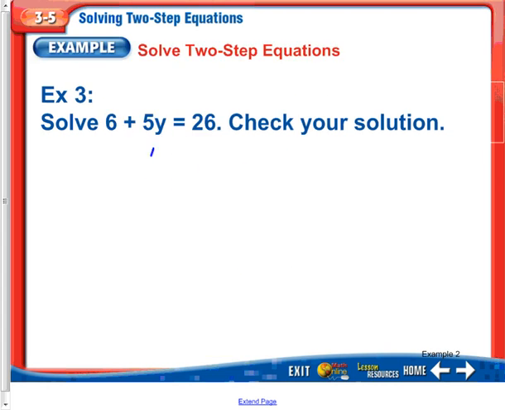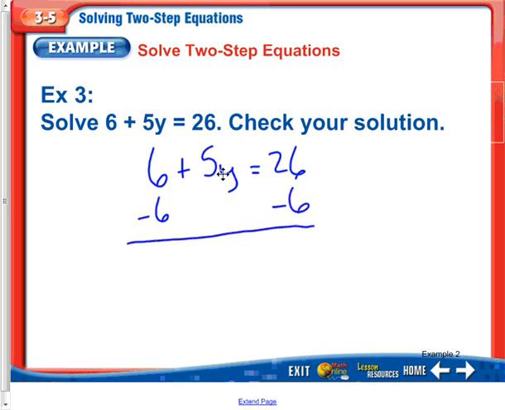Okay, so we have 6 plus 5y equals 26. Now the order here changed a little bit. Our variable moved from being the first item to the second item, so let's not let that throw us off at all. Right now we need to focus on the addition and subtraction part of the equation, and we have a positive 6. So I need to get rid of that first. I'm going to subtract 6, or get a negative 6, on both sides of the equation.